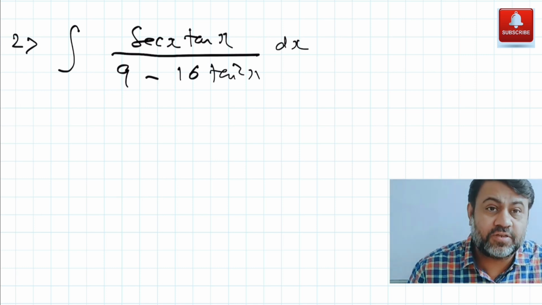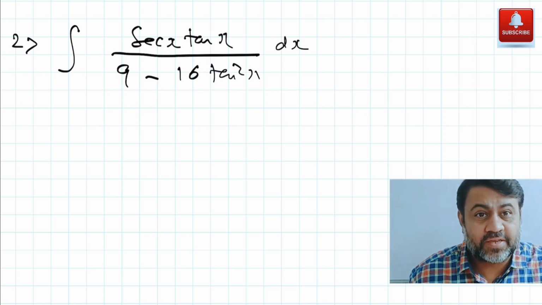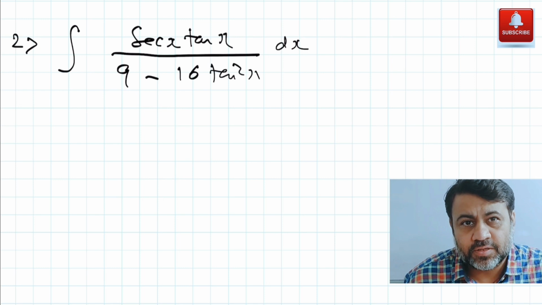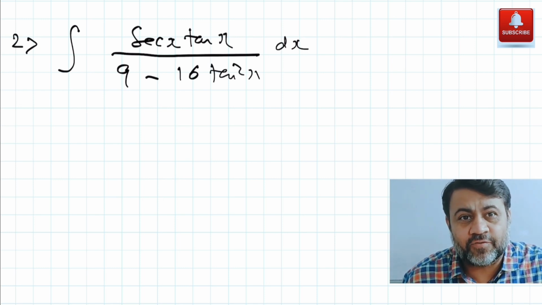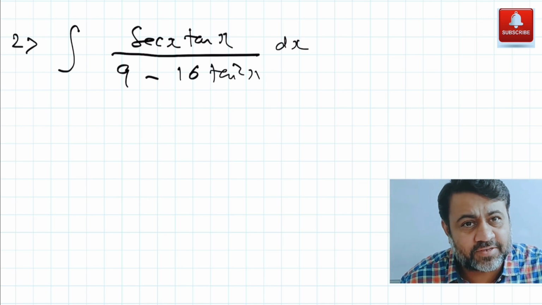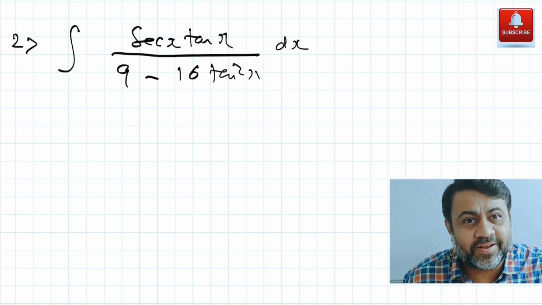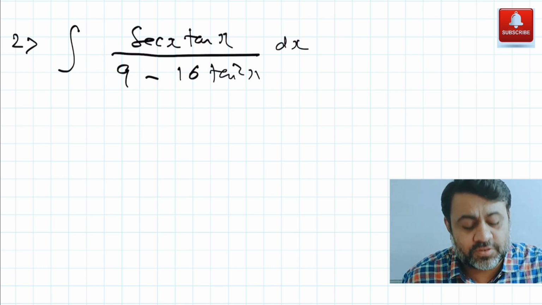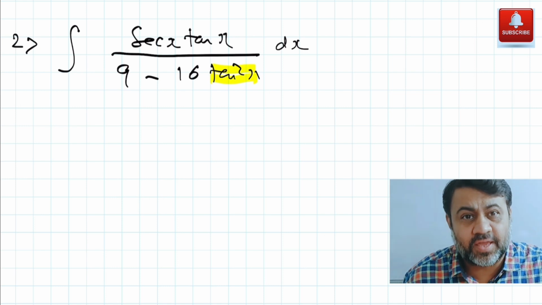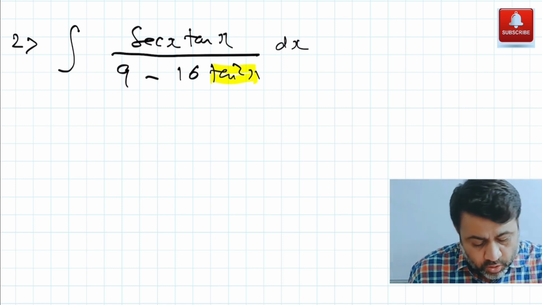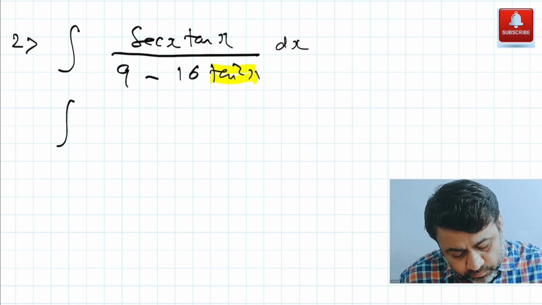I have sec x into tan x. Sec x into tan x can be a derivative. Sec x into tan x is the derivative of sec x. If you remember, the derivative of sec x is sec x tan x. So this gives a very clear idea that I might have to convert this tan square x to sec square x minus 1 in the beginning, and then I have to use substitution. Observe how we will do this.